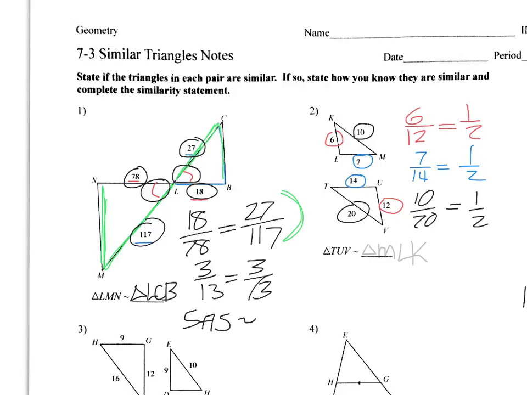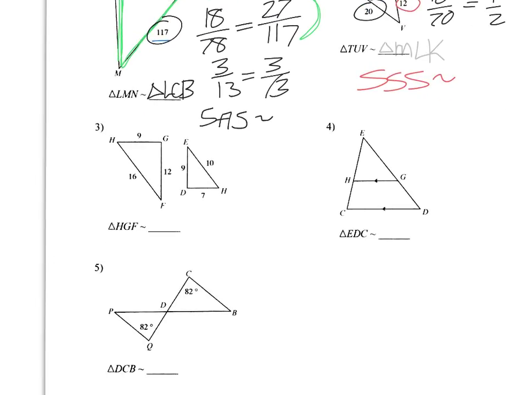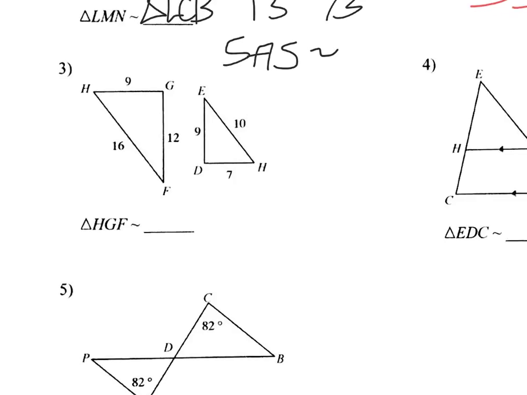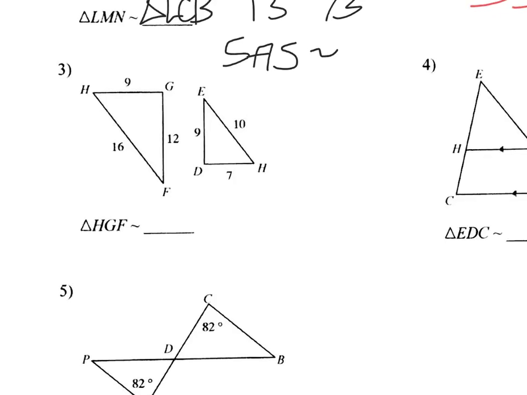Alright, now what's the reason? What do we have here? We have side, side, side. Side, side, side. So the reason here would be SSS similarity. Again, we have to put that similarity symbol beside of it. Alright, so now that we've done a couple, we'll go a little bit faster here.